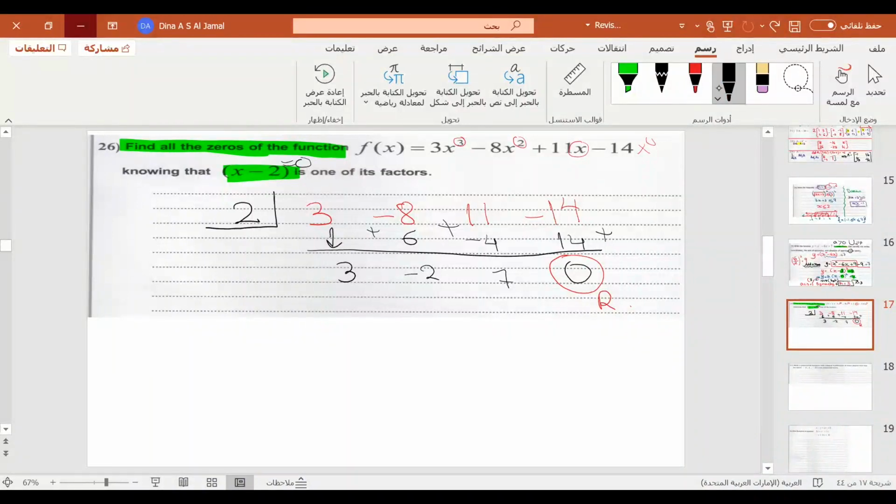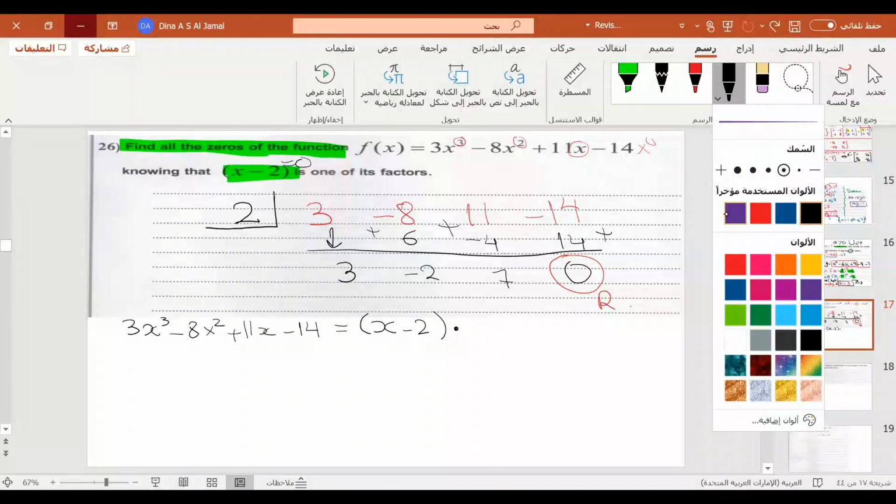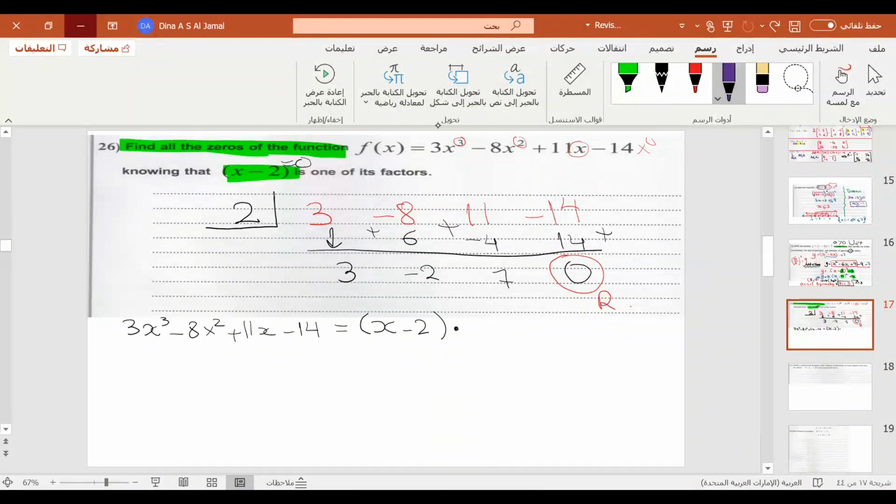Now, let's write your answers. So your f of x, 3x cubed minus 8x squared plus 11x minus 14, it's all about your first factor, x minus 2, multiplied by your depressed polynomial, and we don't have any remainder to write. So your n was 3, so the depressed polynomial is n minus 1, which is to the power of 2. So 3x squared minus 2x plus 7.